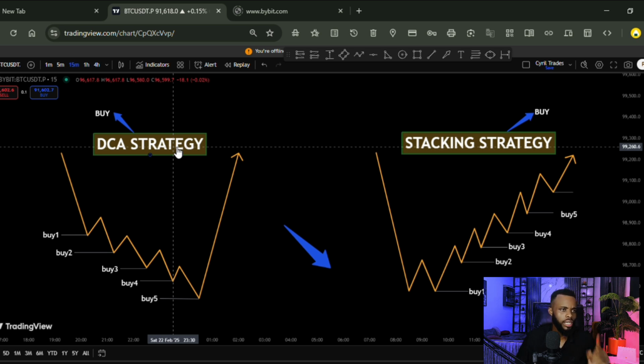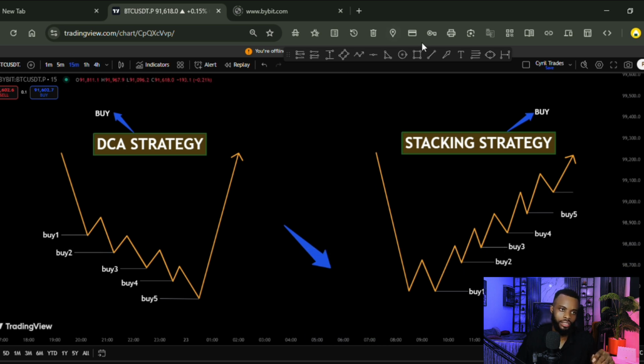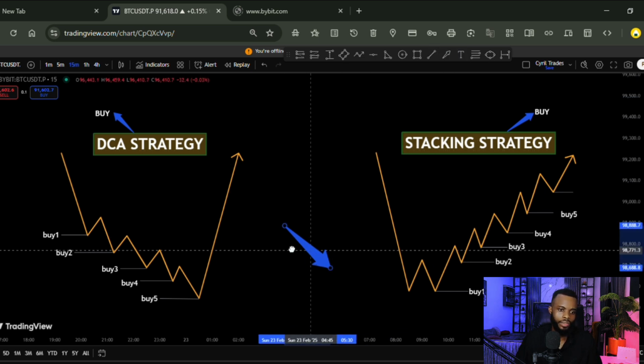So let's say you have $100 you want to risk out here, right? You actually want to risk $100 right here, right? So let's say this is your $100 capital, right? So this $100 capital right here.